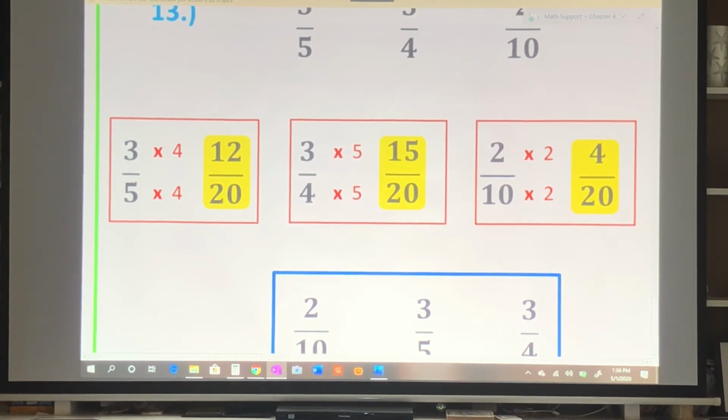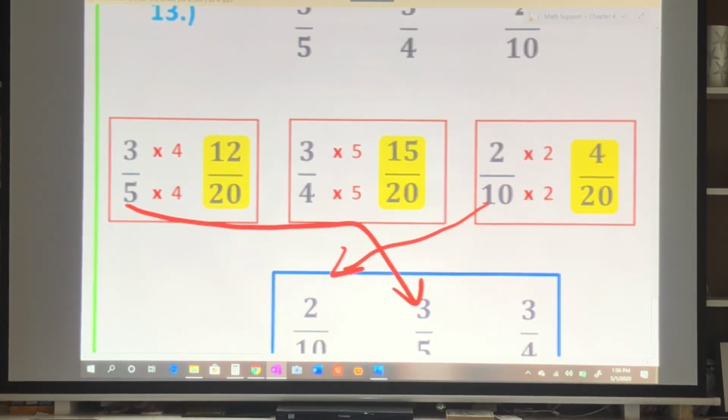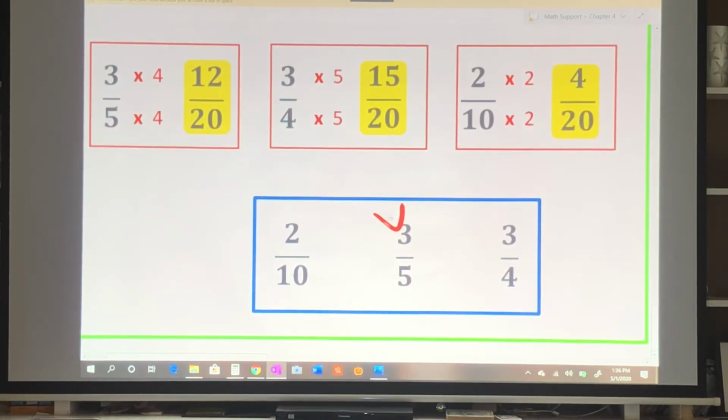Now I go, all right, smallest would be 4/20ths, then 12/20ths, then 15/20ths. So I'm going to look at 2/10 as my original number. 2/10. 12/20 is 3/5. And then 15/20 would be 3/4. Smaller, bigger, biggest. And if I look at that as a decimal, that would be 0.2, that would be 0.6, and that would be 0.75. So it works.